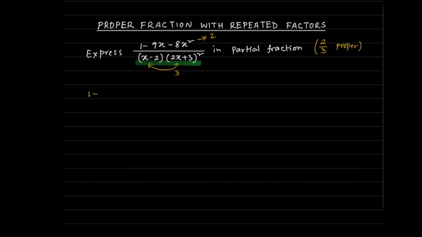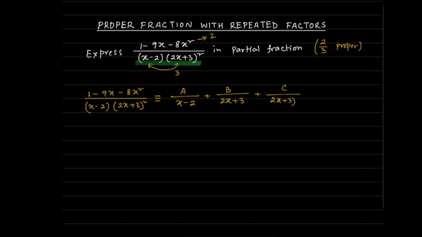1 minus 9x minus 8x square divided by x minus 2, 2x plus 3 whole square, is identical to a by x minus 2 plus b by 2x plus 3 plus c by 2x plus 3 whole square. So the factor which is in whole square form, you have to write 2 times. One is without whole square, another one is with whole square.